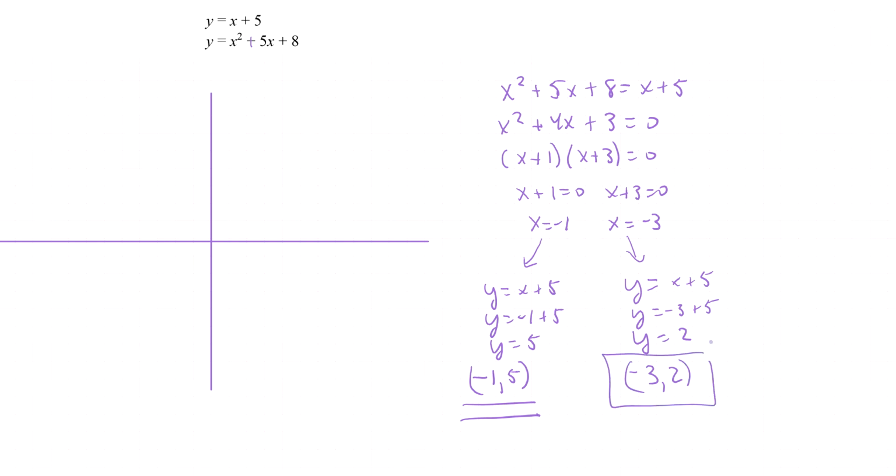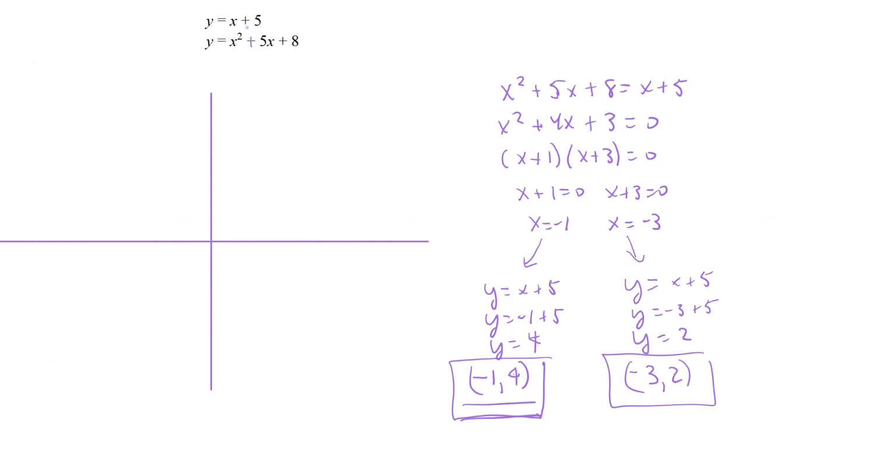Oh, I just noticed I had a little math mistake here, guys. Negative 1 plus 5 isn't 5, it's 4. So this would be 4. So this is a 4. Alright, so now we know that these are our intersections, and they asked us to make a graph so that we can look at this.